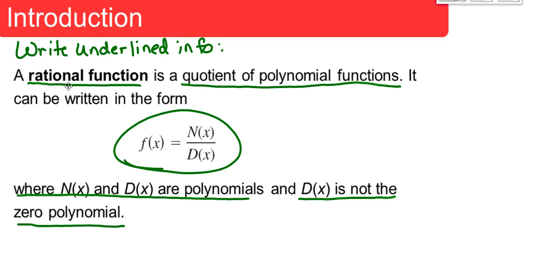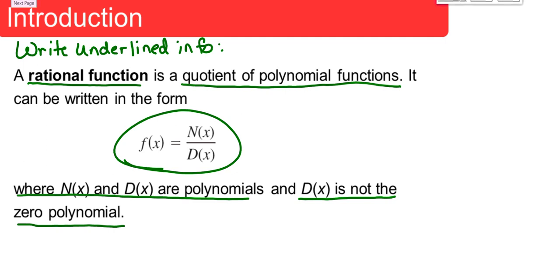So a rational function is a quotient of polynomial functions, and it can be written as f of x equals n of x over d of x. Just a reminder, when we're talking about fractions, the top of the fraction is the numerator and the bottom of the fraction is the denominator. Possibly that's why the book authors use n of x and d of x. Those are polynomials, and d of x is not a zero polynomial, because if it were, things would be undefined for us, and that would not be good.